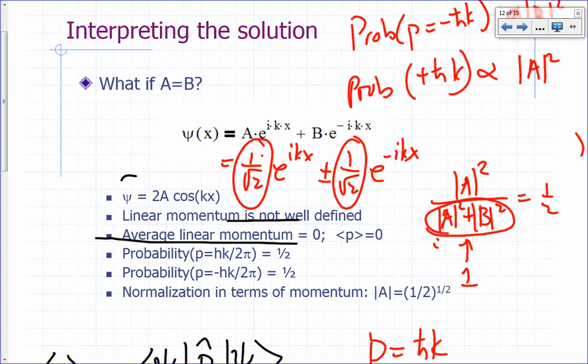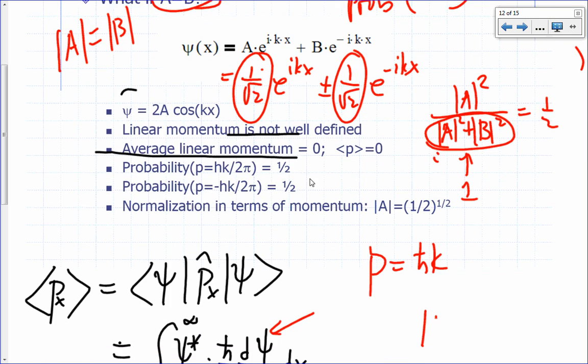Now, this could be minus. It doesn't have to be plus. All we need to know is that the absolute value of A must be equal to the absolute value of B. But we are insisting that they are equal. If A is equal to negative B, you have pretty much come to a similar conclusion. So normalization, like I said, in terms of momentum, is the absolute value of A would be square root of 1.